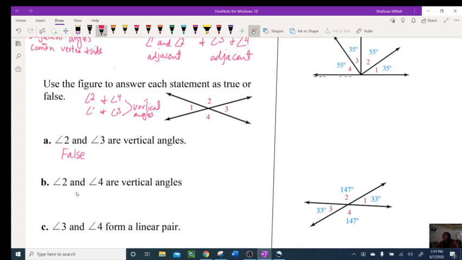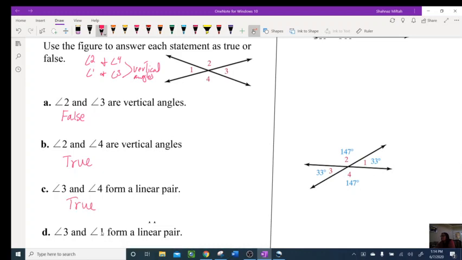Okay, next, 2 and 4 are vertical angles. Yes, because they form opposite rays, so that's true. 3 and 4 form a linear pair. Yes, true, because this one is common, but these uncommon rays are in opposite directions. So 3 and 4, yes, that's true, they are a linear pair.